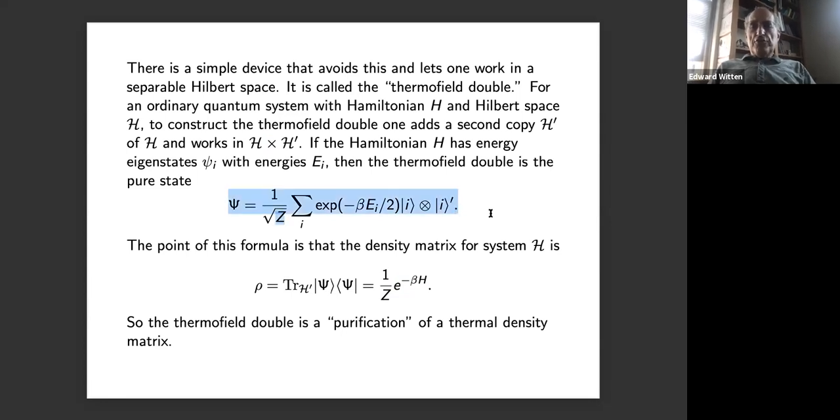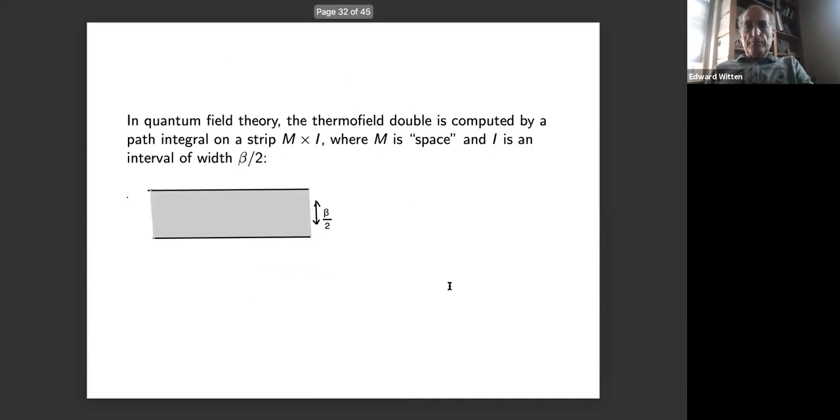So this Thermofield double has the property that the induced density matrix on H is the desired thermal density matrix. So the Thermofield double is trying to be a purification of a thermal density matrix. The only problem is that we want to interpret the Thermofield double in a separable Hilbert space. We don't get that for free because for an infinite system, the sum over I went over all the energy levels of the infinite system, of which there were uncountably many. So we still want to see that we can interpret the Thermofield double in a separable Hilbert space.